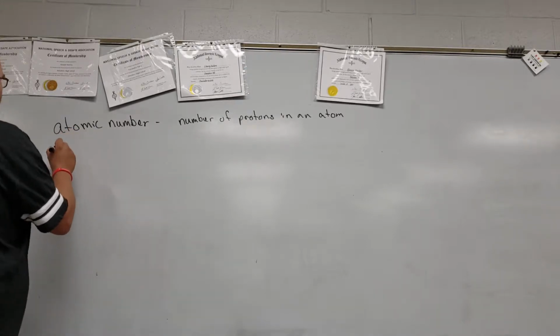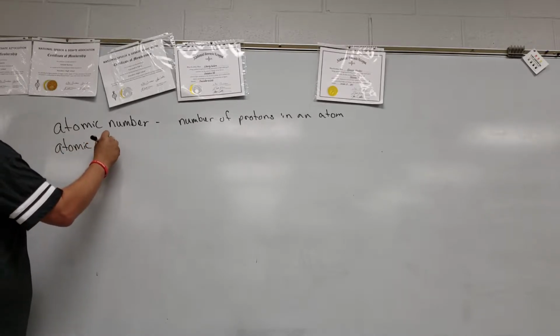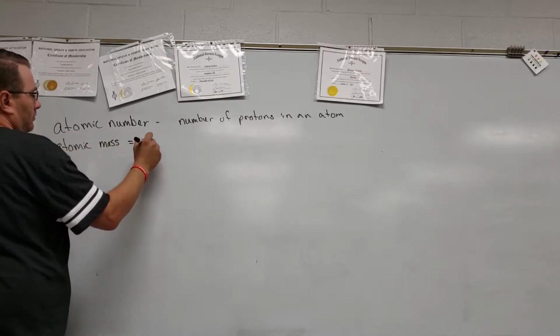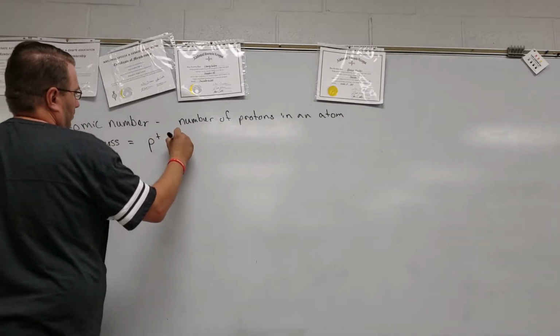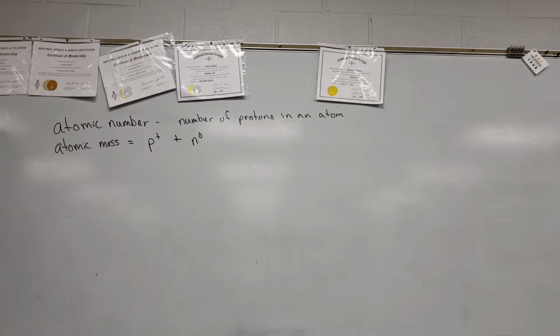All right. What is atomic mass? Why don't you do that? The number of protons times the number of neutrons. Not times. Plus. Protons plus neutrons. I don't remember anything about that.